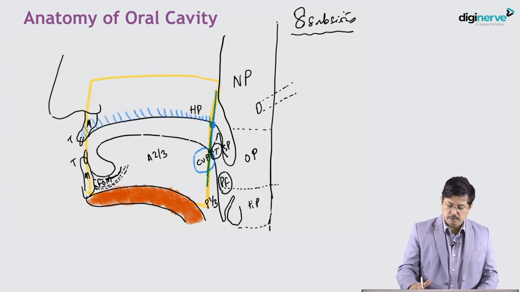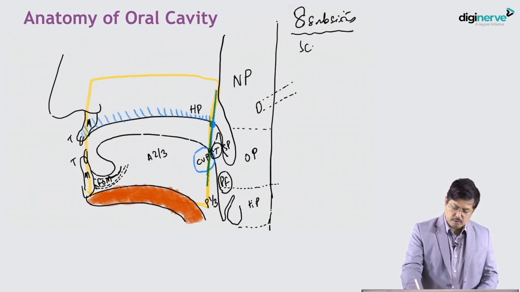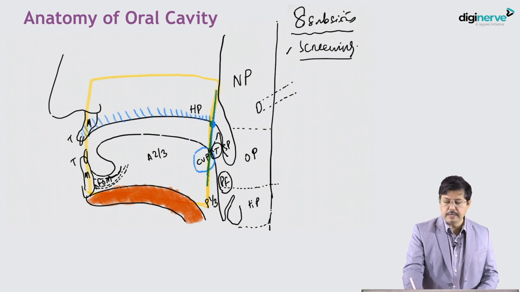So, that is what is important to know about oral cancer. The 8 subsites also become very important when, as part of a public health program, you are planning a screening of oral cancer. Now, coming on to what exactly is the etiology of oral cancer.